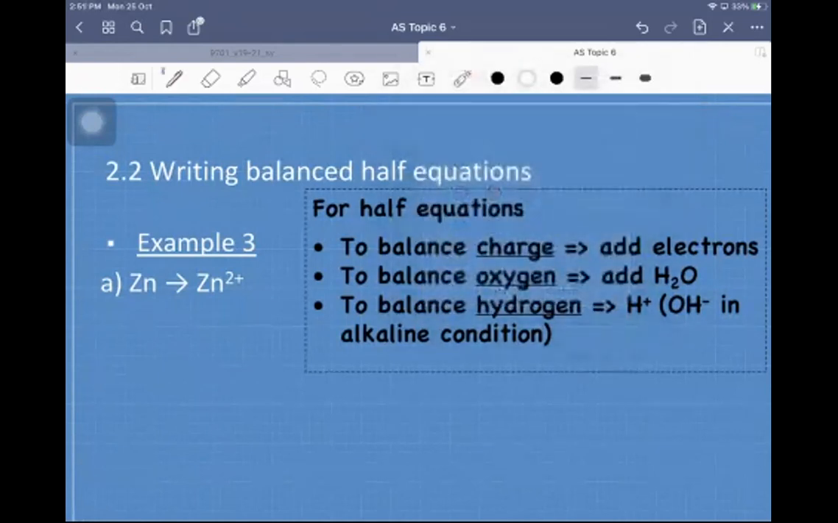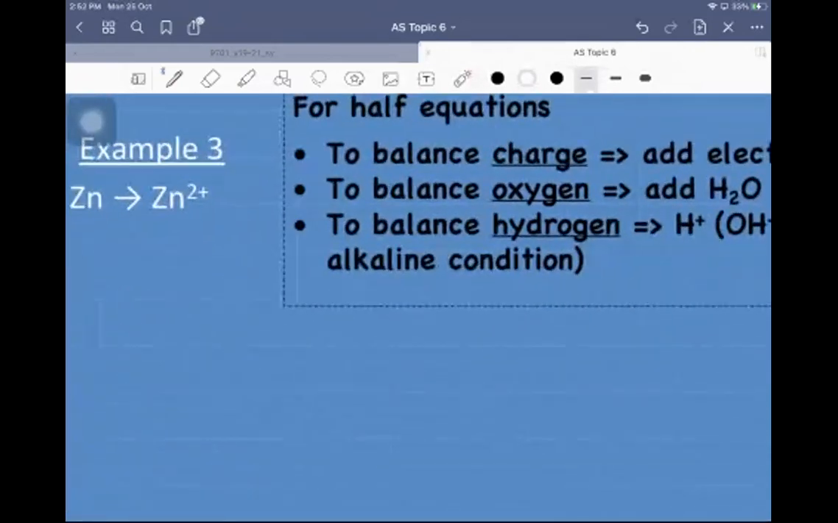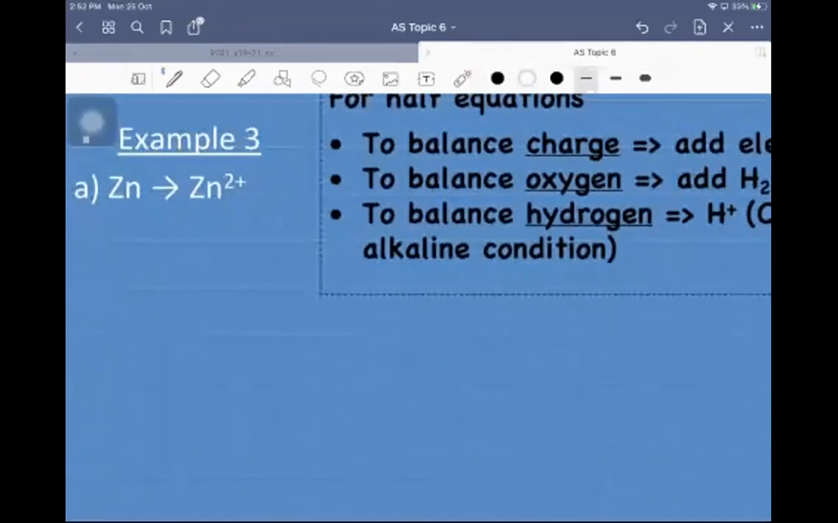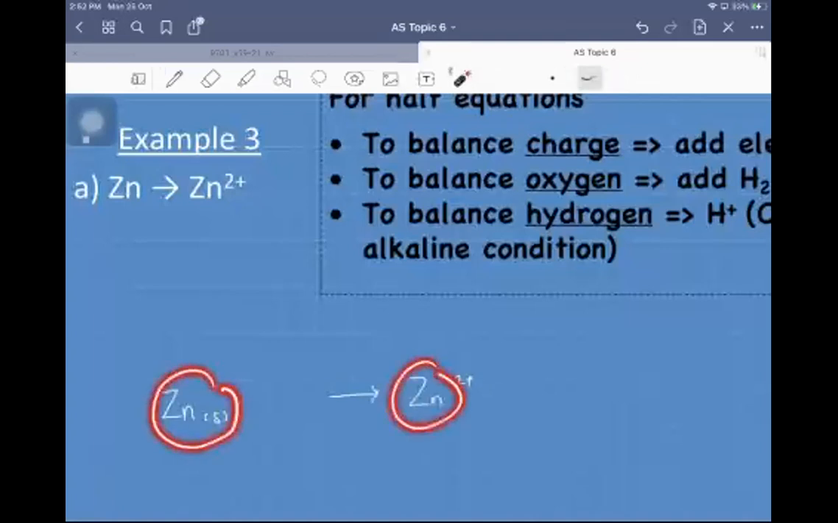You are required to write down the half equation for the conversion of a zinc solid into a zinc 2 plus. We count the atom of zinc as it is. Even though this is an ion, we count it as like an atom. So I have one zinc on the left, one zinc on the right. That looks balanced. Remember, this is just half equation.